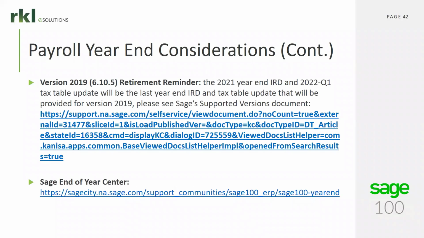Just a reminder about version 2019, it will be retired for this year. This is the last year that you will be able to run any tax forms in that version. The reason for this is because version 2022 will be released in the spring of next year, and Sage supports the current version and 2 previous versions. There's a link here that you can go to get some more information.